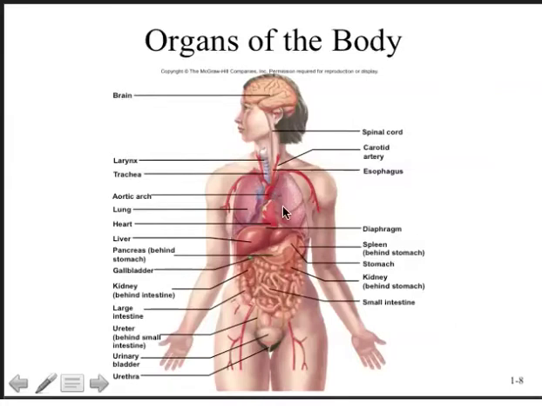And you can see below the heart and the lungs is the diaphragm, which is the muscle of breathing. It also serves as a major dividing line between the thoracic and abdominal pelvic cavity. This is the abdominal pelvic cavity. This is the thoracic cavity.